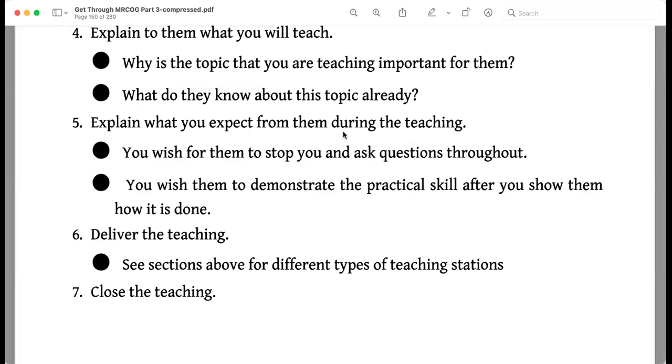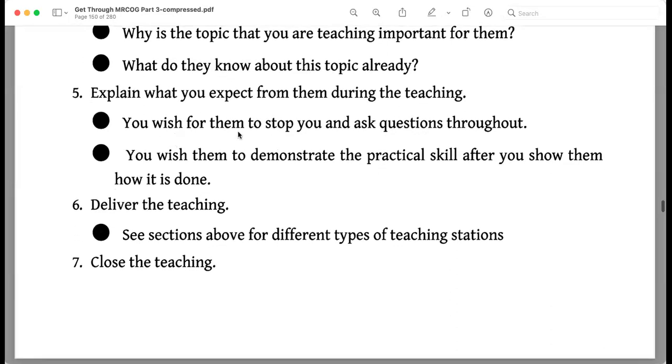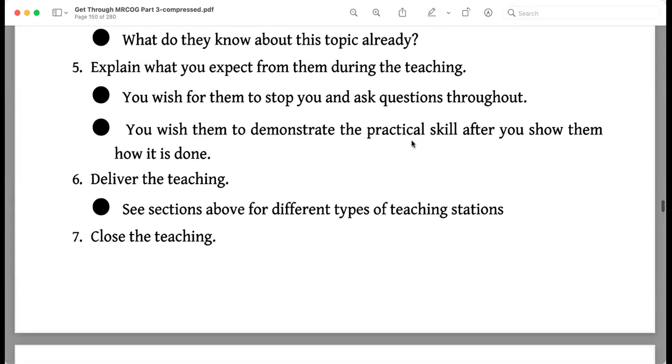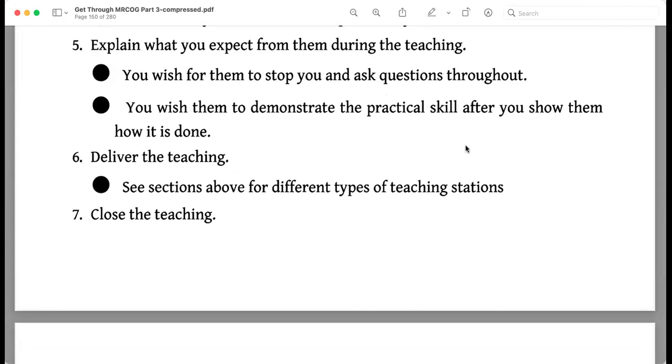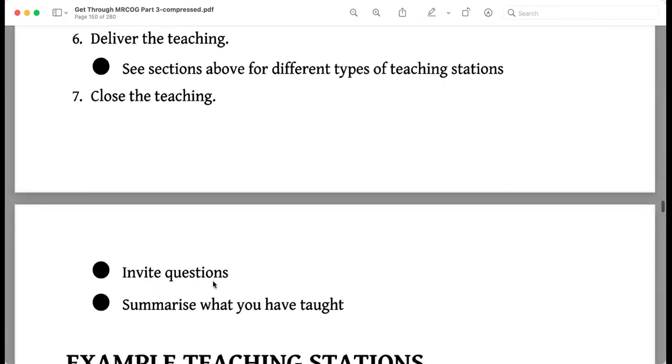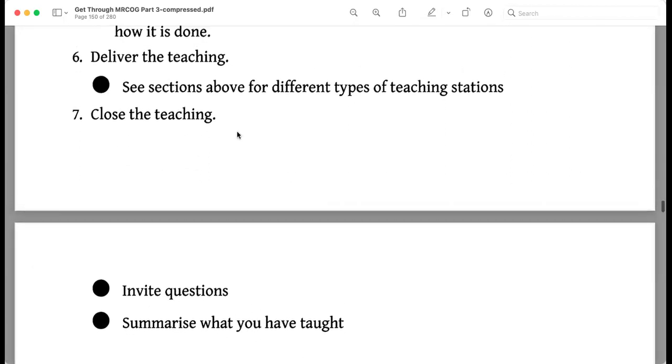Explain what you expect from them during the teaching. So you wish them to stop you and ask questions throughout, and you wish them to demonstrate a practical skill after you to show how it is done. This is, my friend, of course when you have props. Deliver the teaching, and close the teaching, invite questions, summarize what you have taught, and remember always that you suggest resources. And if your colleague is in difficulty, you have to offer support to your colleague.